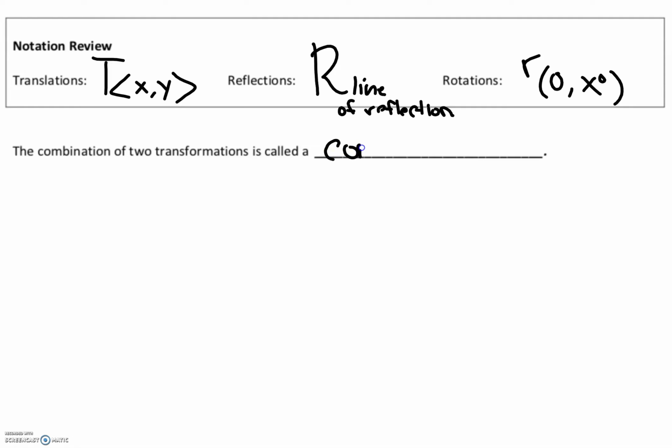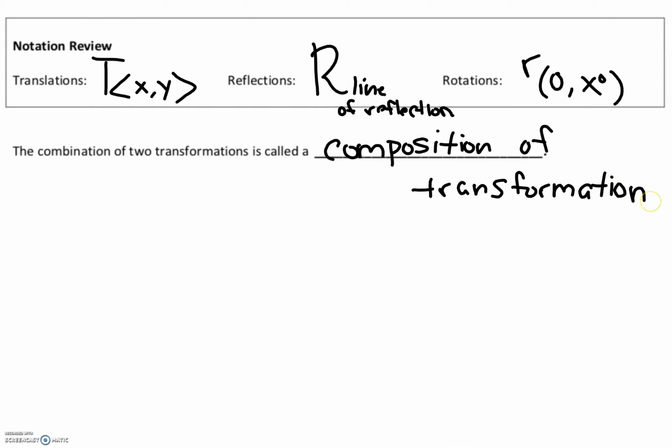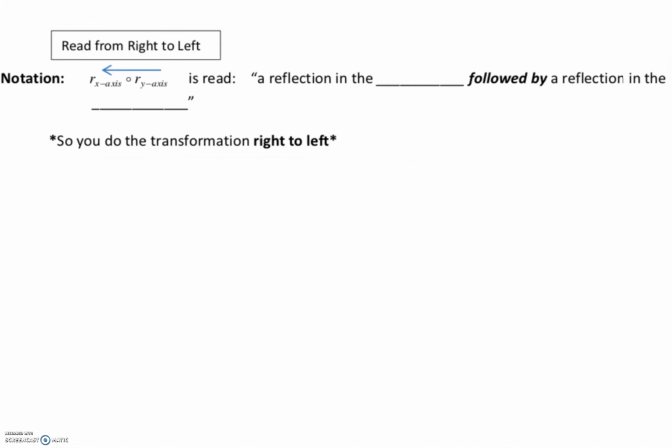Now, a combination of two transformations is what we're doing today. It's called a composition of transformations. So now, instead of doing just one transformation, whether it be a translation, a rotation, or a reflection, we're going to do two of these, one first, then we're going to do it a second time. So here's the notation for a composition of transformation, and it's read from right to left.